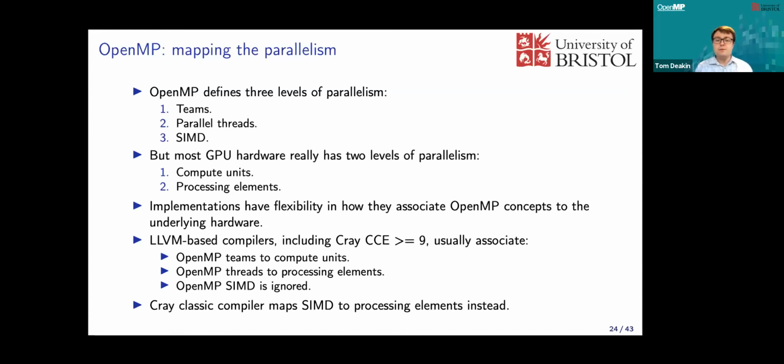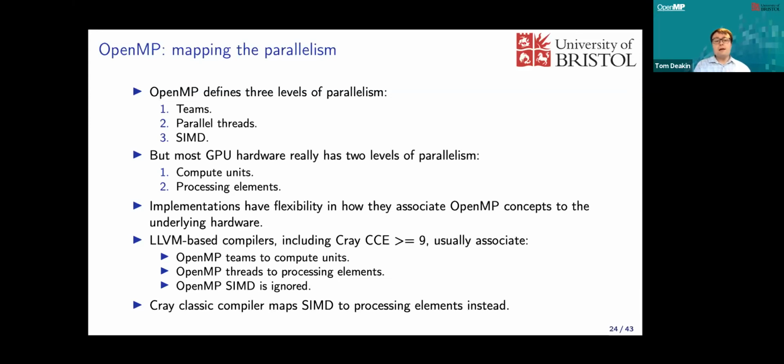OpenMP targeting GPUs. So in these LLVM-based compilers, OpenMP teams are typically associated or mapped, to overload the word map, with compute units. So we might map or associate each OpenMP team to one of those compute units, or SMs in NVIDIA language. We then might map or associate each of the threads within a team to each of the processing elements within that compute unit. And with LLVM, typically this SIMD construct is ignored.